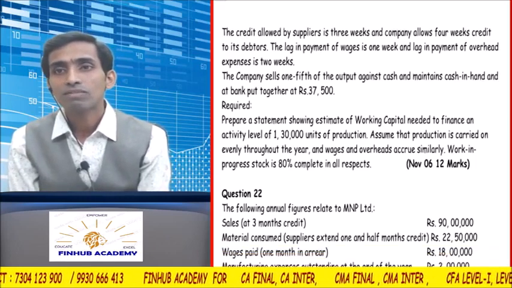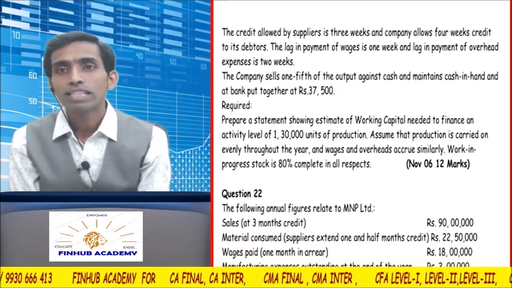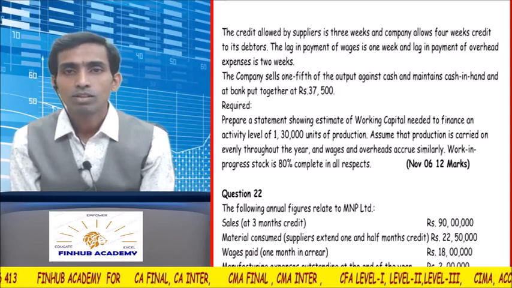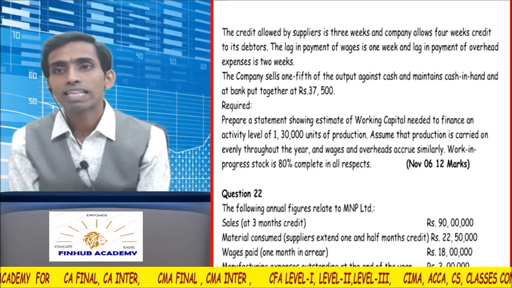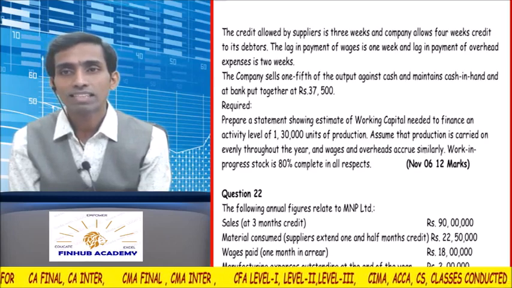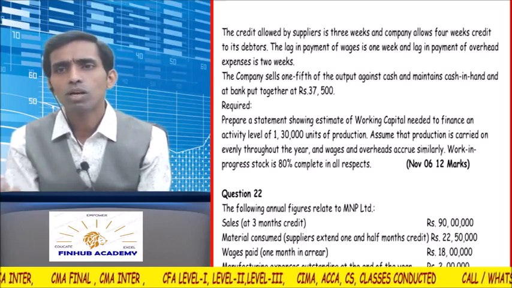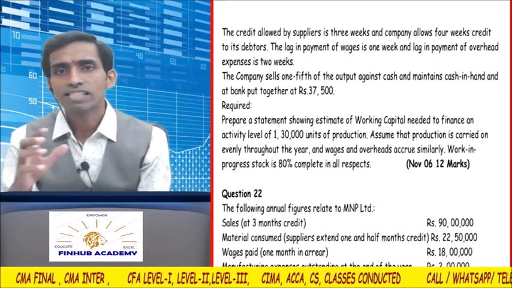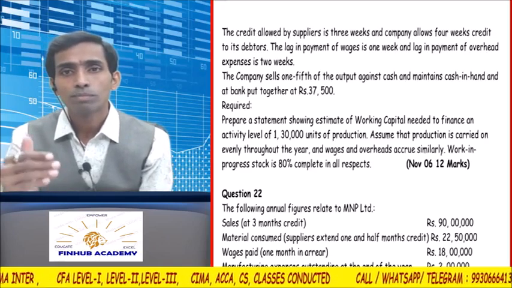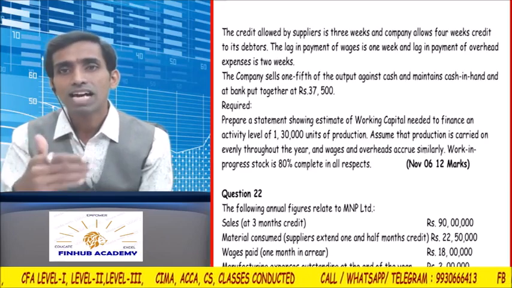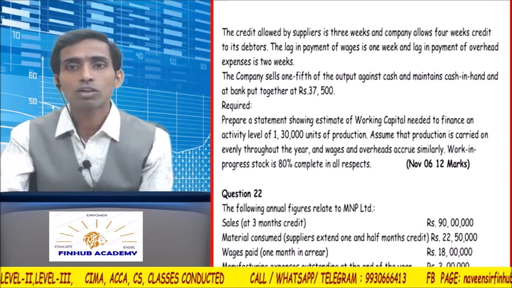The company sells 1/5 of the output against cash and maintains cash in hand at bank together at 37,500. Okay, so 1/5 of the sale is cash. Prepare a statement showing working capital needed to finance activity 1,30,000 units of production. Assume the production is carried on evenly throughout the year. Means production is even, sale is even. Wages and overheads accrue similarly. Means it's averaged out, spread across the year.